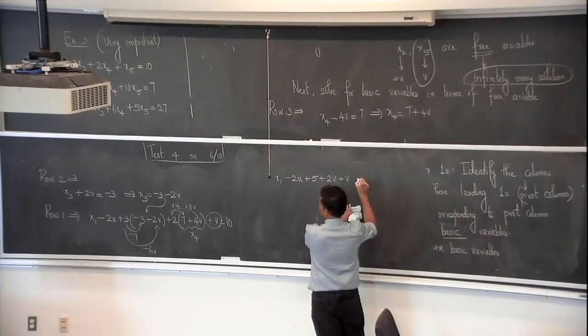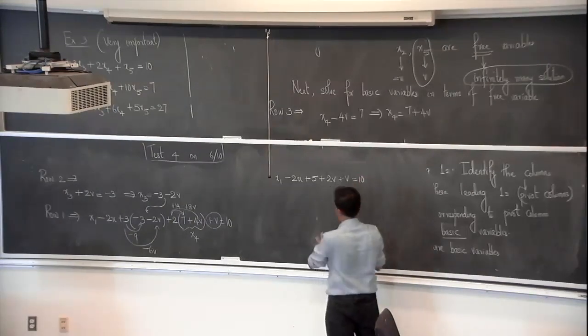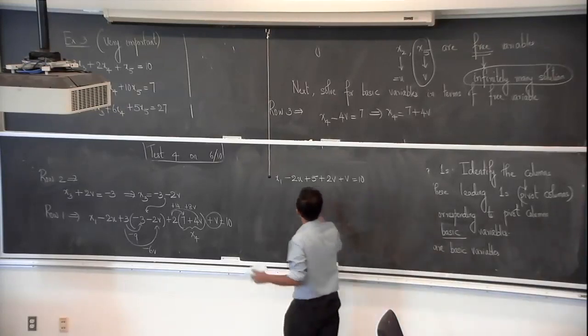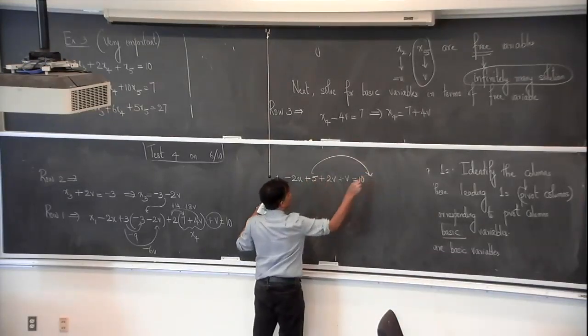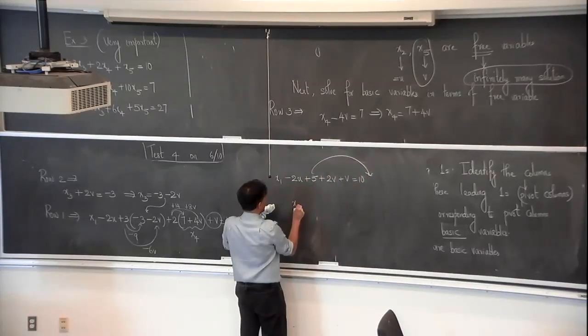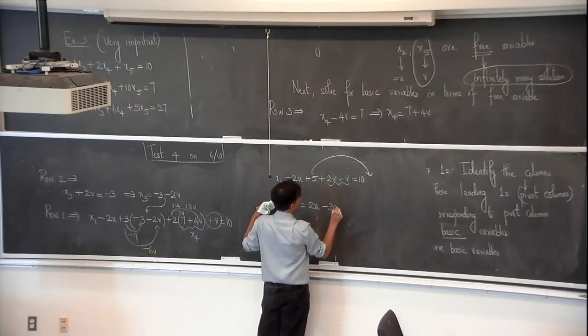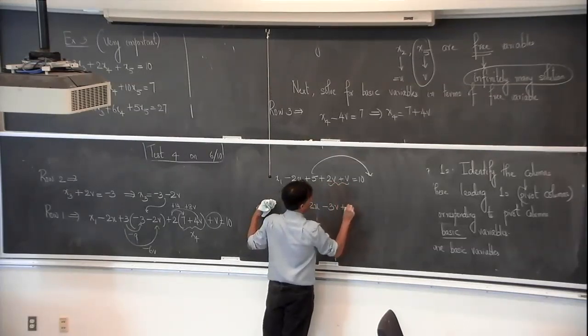Equal to 10. Assuming that I did not miss anything when I distributed terms. Negative 9 plus 14 is 5. Negative 6v plus 8v is 2v, plus v is 3v, okay. All right, so we can bring this 5 to the right hand side and write x1 equal to 2u minus 3v plus 5.